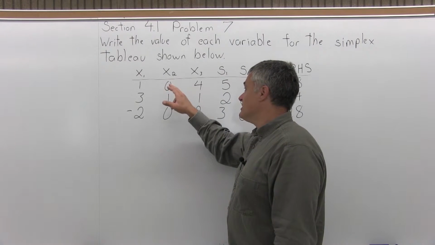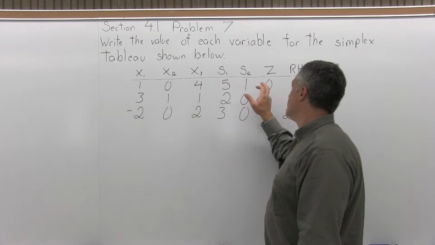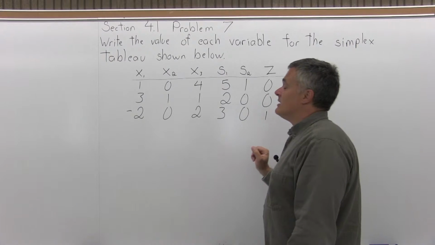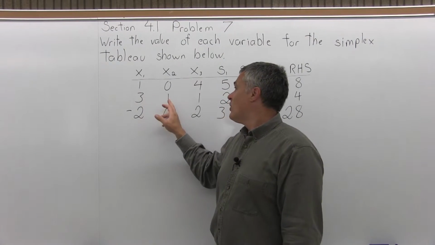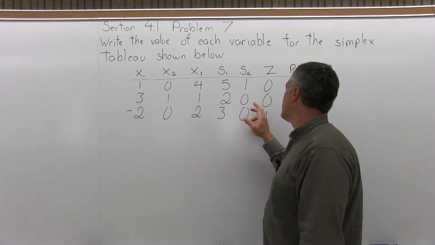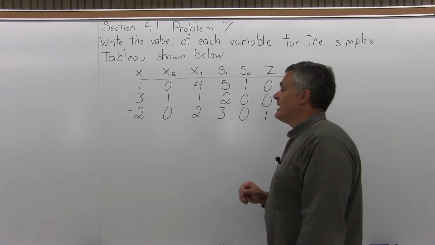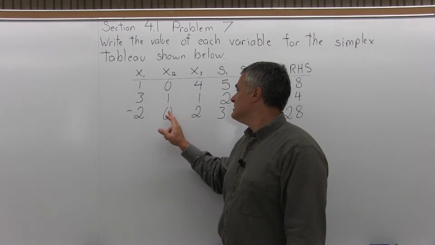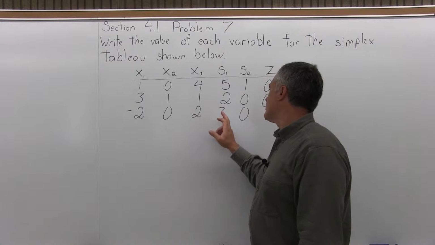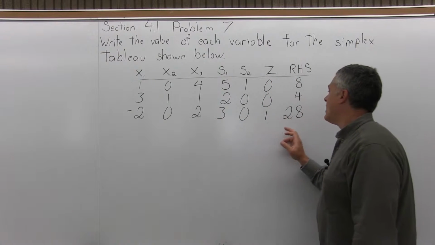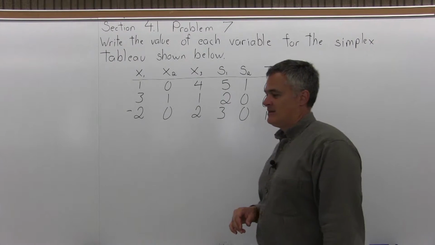The top row is 1, 0, 4, 5, 1, 0, 8. The second row is 3, 1, 1, 2, 0, 0 again, and 4. And the bottom row is negative 2, 0, 2, 3, 0, 1, and 28.